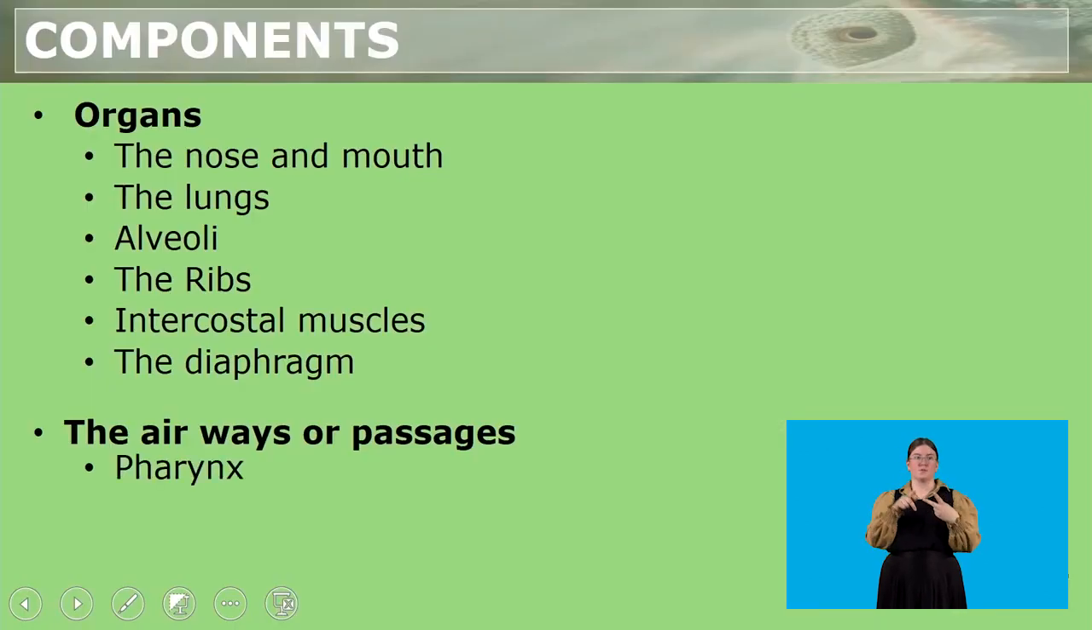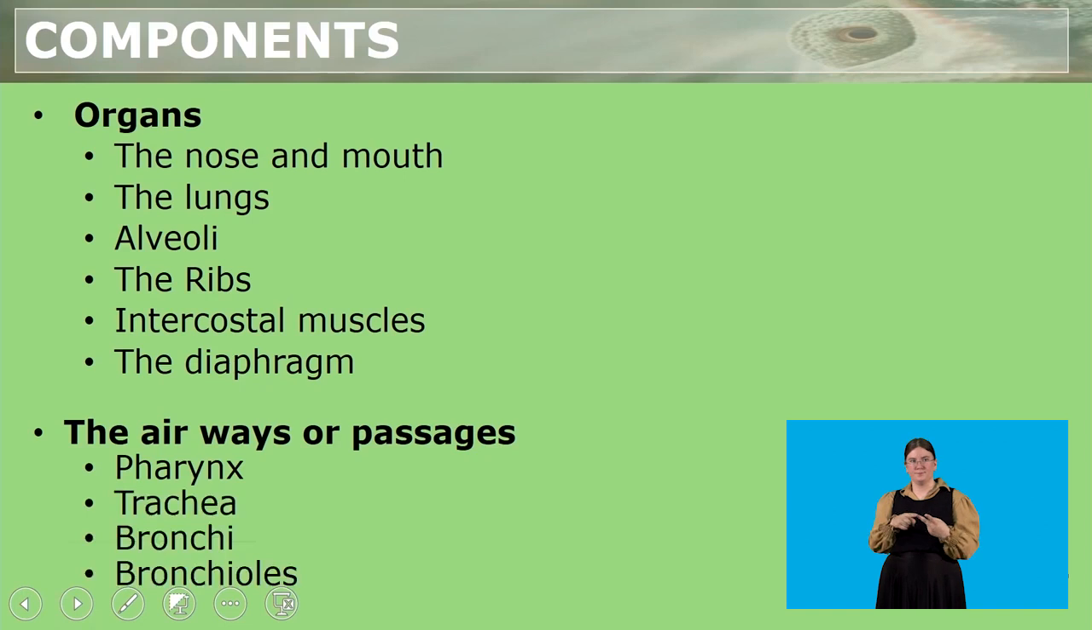First, we have the pharynx, then we also have the trachea, the bronchi, and the bronchioles.